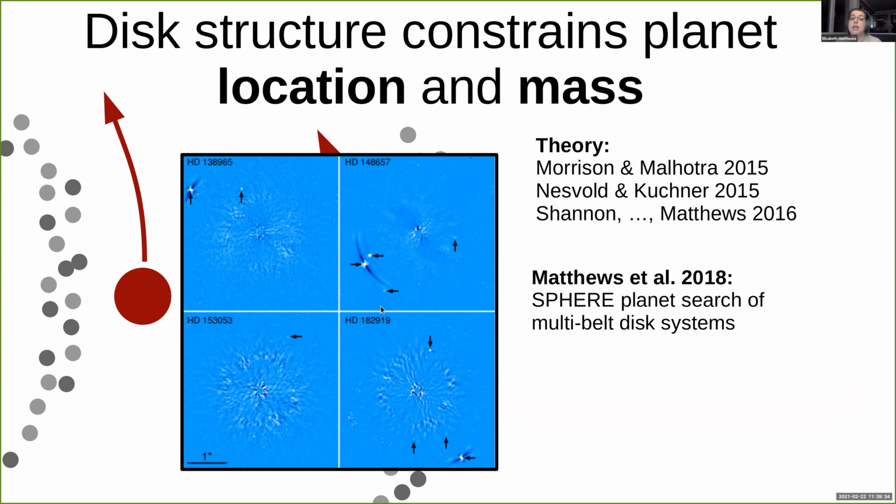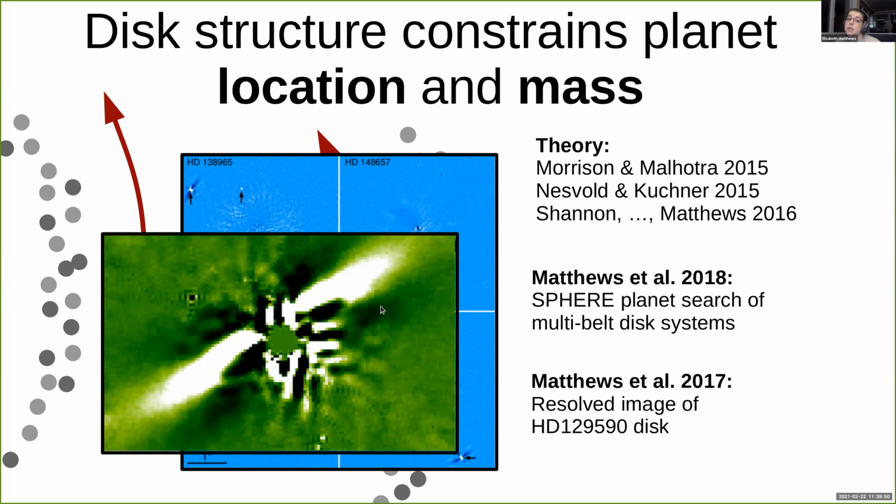And certainly the extremely large telescopes will be able to push our mass limits down and hopefully start to detect lots of these planets that are forming the gaps in the debris disks that we know are there. An additional benefit of this kind of work is that we sometimes directly detect the disks themselves. So this is an image of one of the disks from the survey. This is HD 129590.